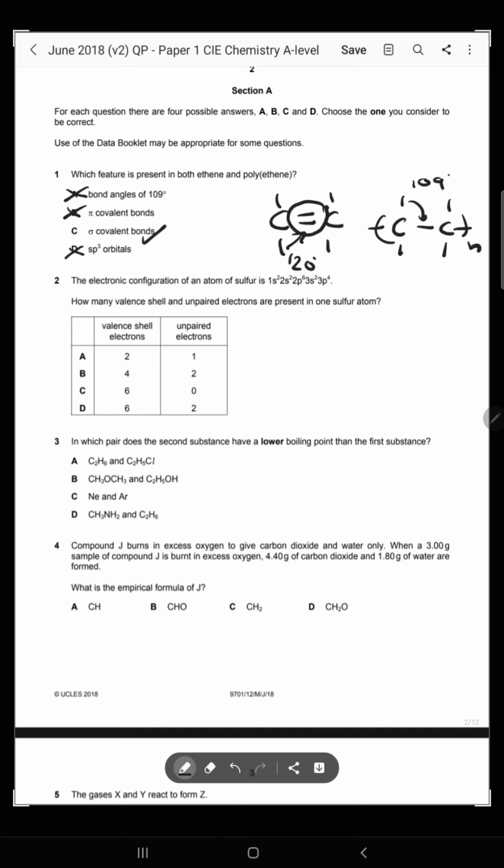The electronic configuration of an atom of sulfur is 1s2, 2s2, 2p6, 3s2, 3p4. First, let's draw the electronic configuration. 1s2, 2s2, 2p6, 3s2, 3p4.